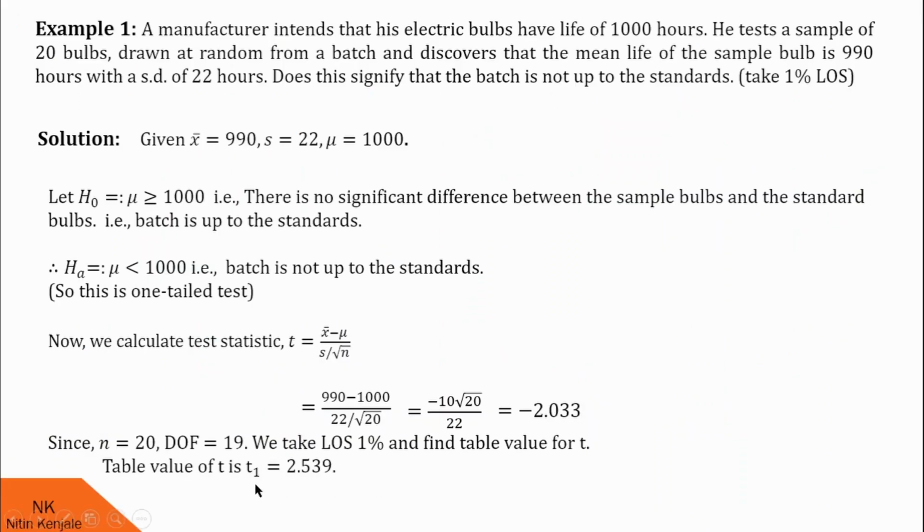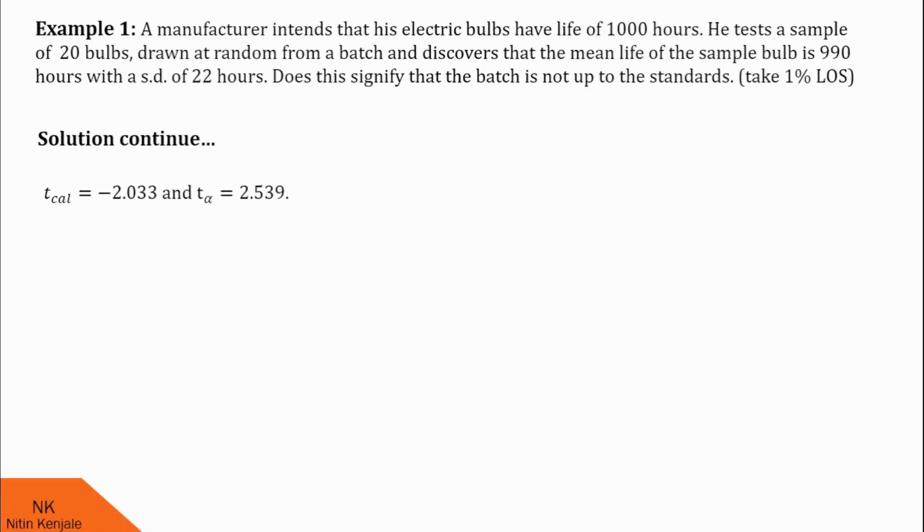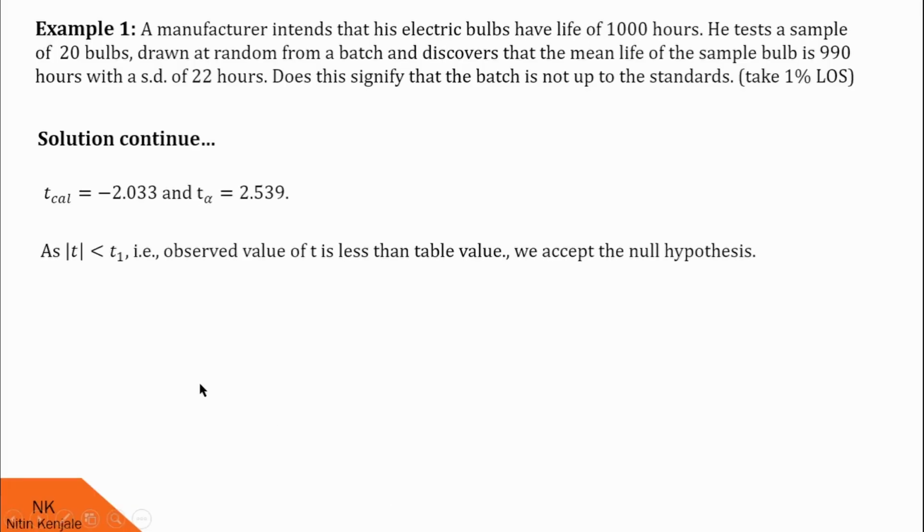So table value for t is 2.539. Finally, we compare these two values and conclude. Here I see the mod of calculated value is less than the table value. So we should accept the null hypothesis. When we accept the null hypothesis, we are saying the batch of the bulbs is up to the standards.